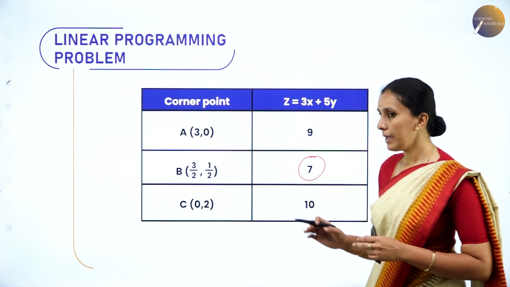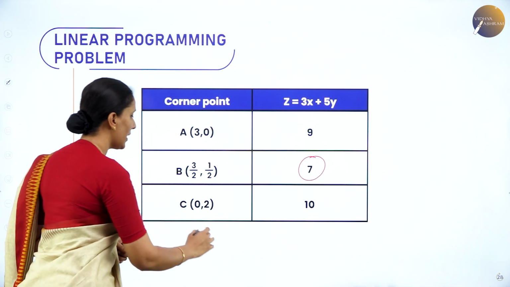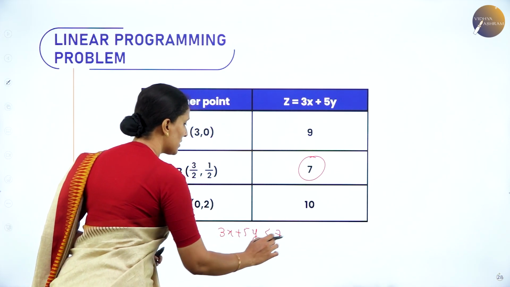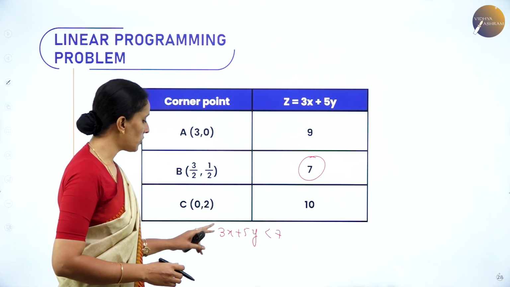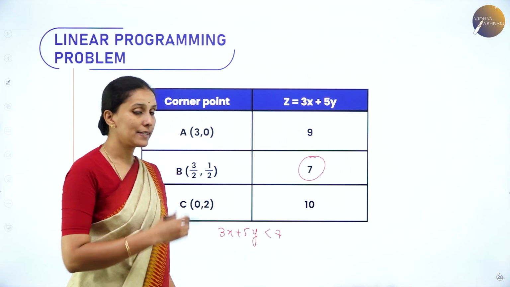So now keep the Z value as 7 and draw one more line, taking 3x plus 5y less than or equal to 7. Since we are talking about the minimum, we need to find out the region which is 3x plus 5y less than or equal to 7. So let us plot this on the graph.